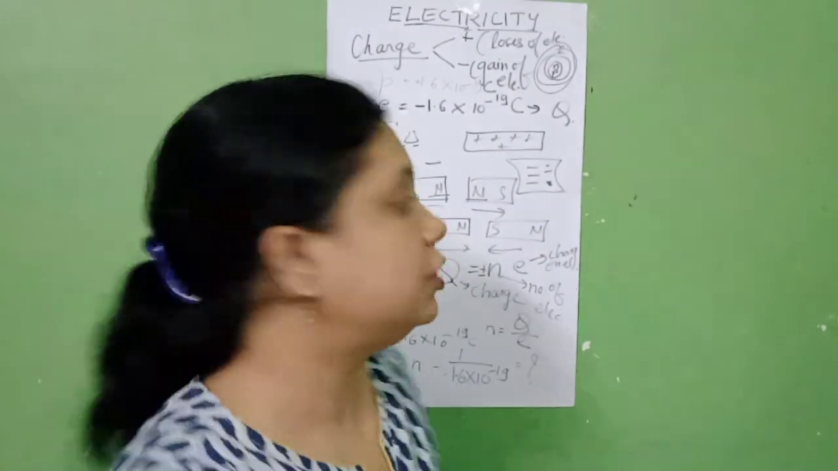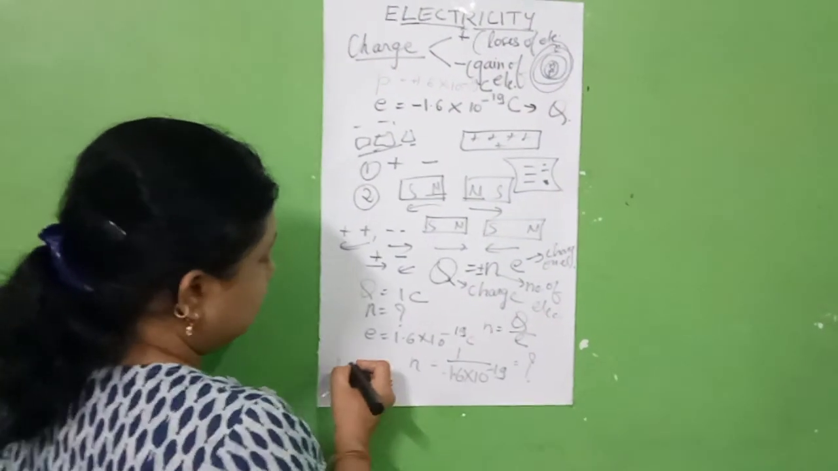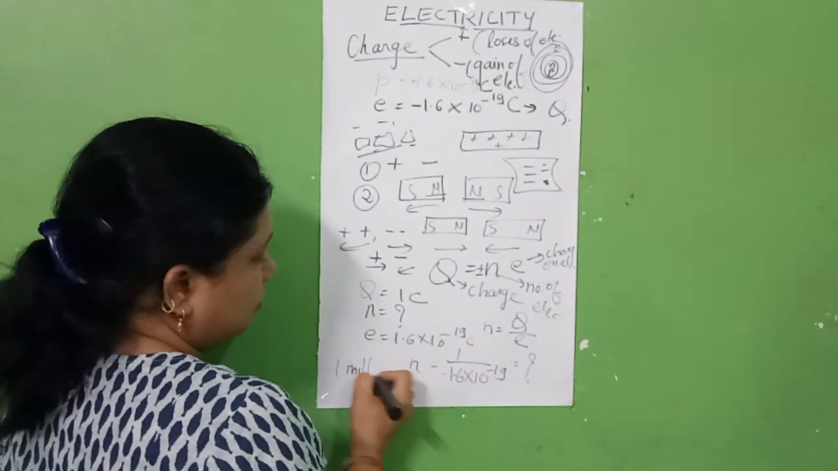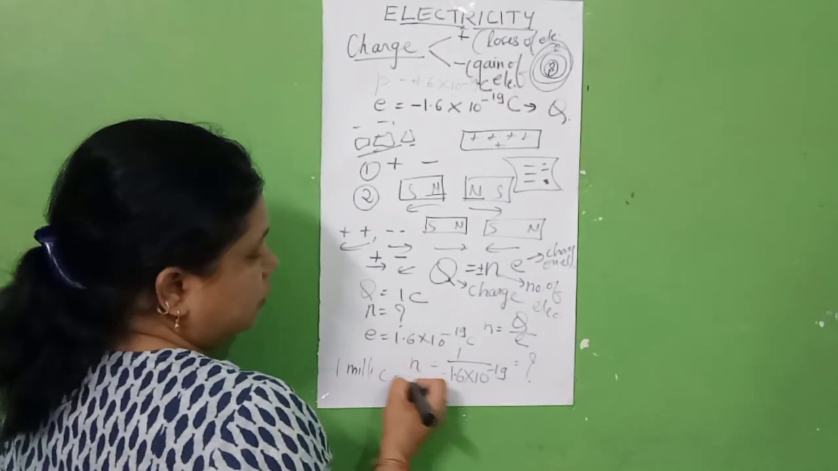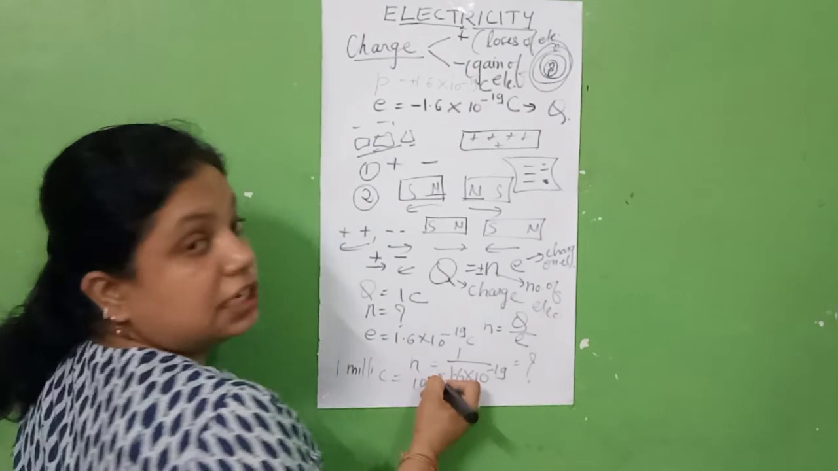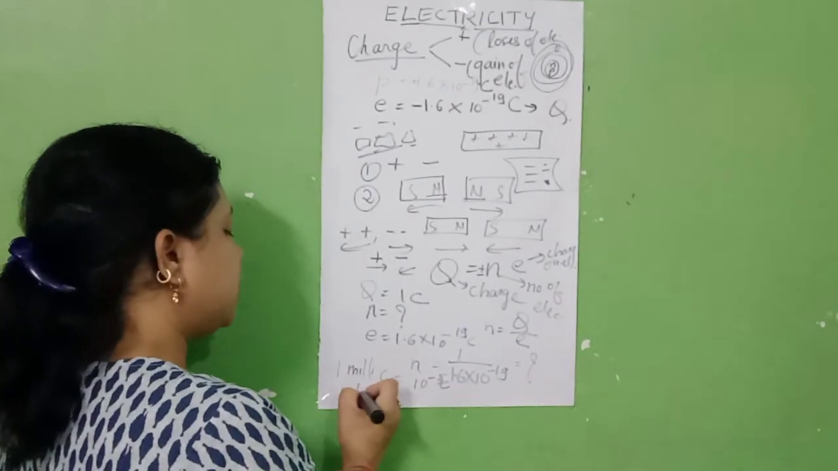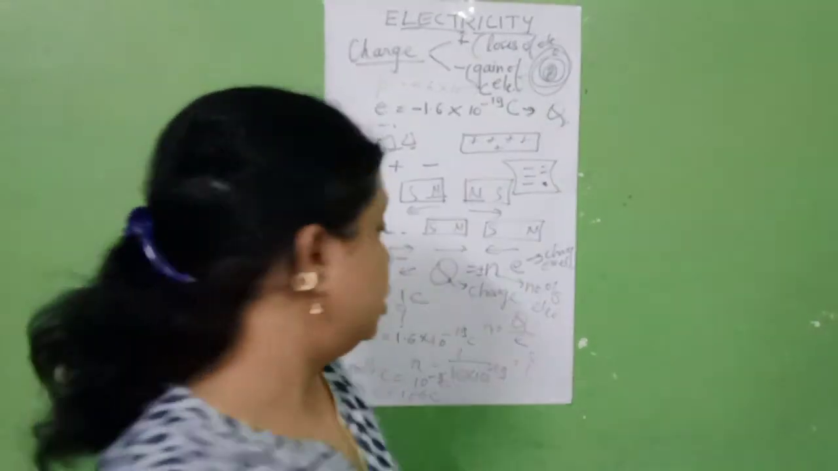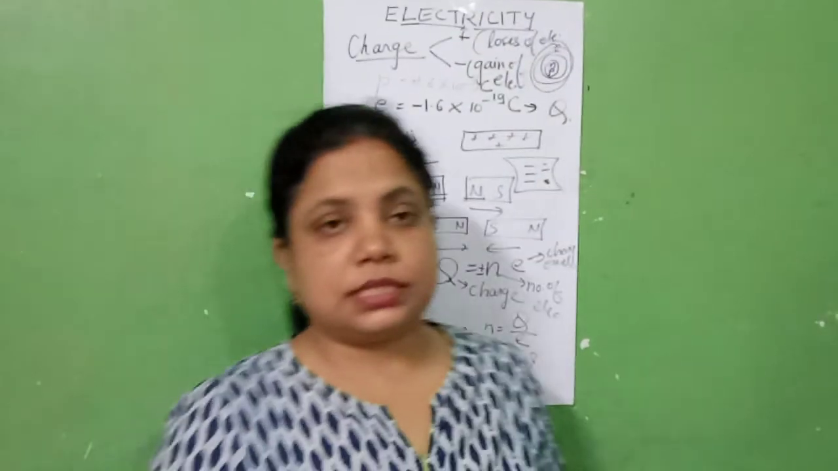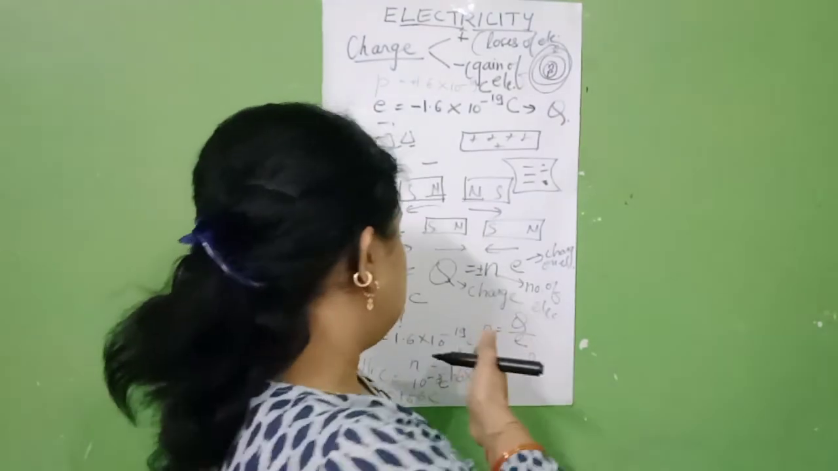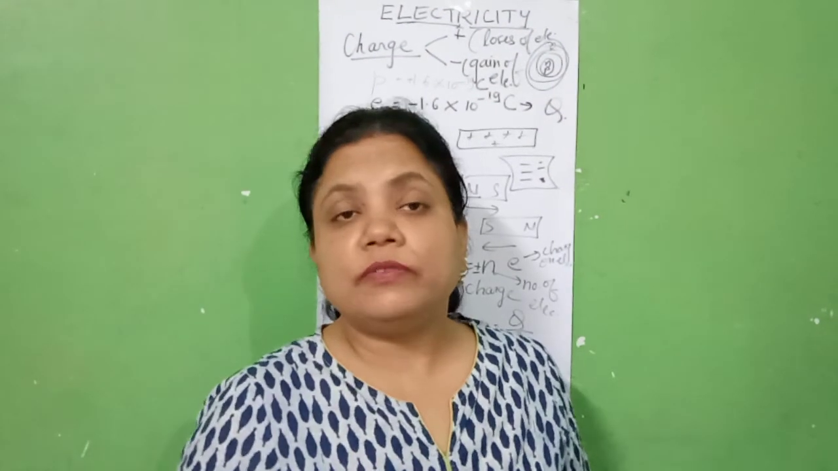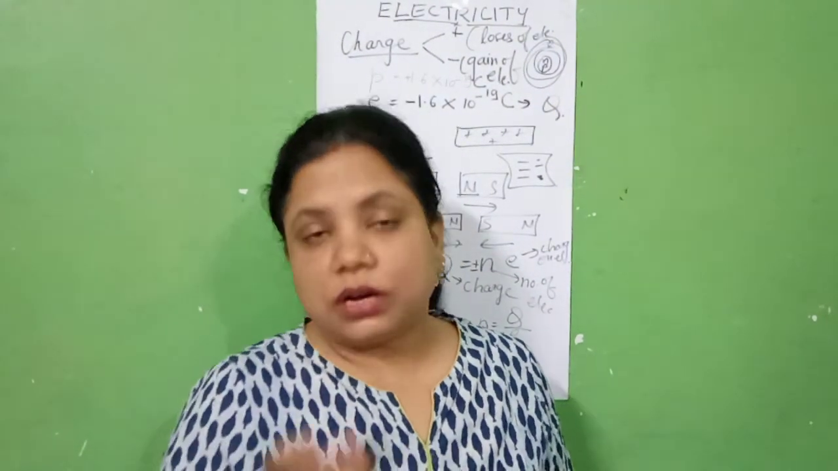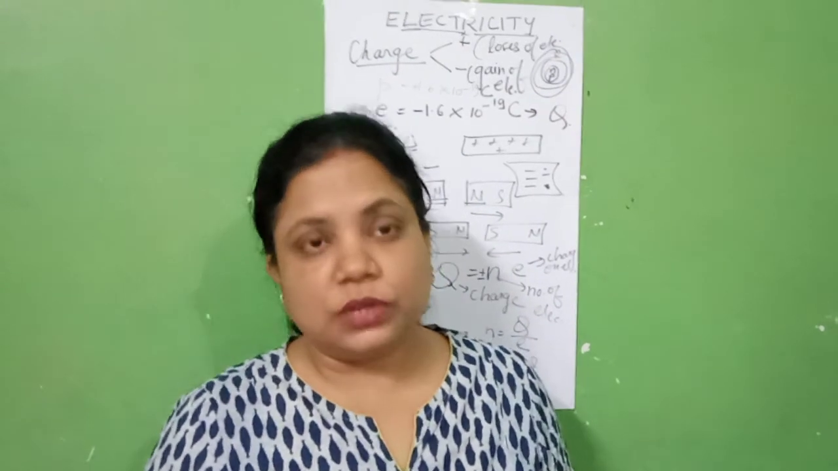One more thing I want to say to students: 1 millicoulomb is equal to 10 to the power minus 3 coulomb, and 1 microcoulomb is equal to 10 to the power minus 6 coulomb. It will be helpful to solve the numericals. So this is my question, and I hope you will solve it and give me the answer on my personal window. Is it clear?